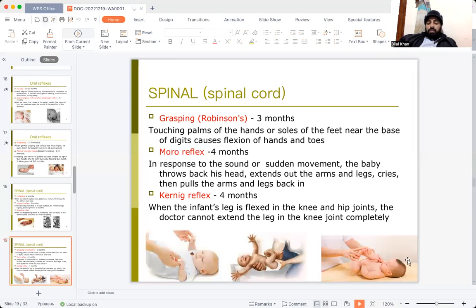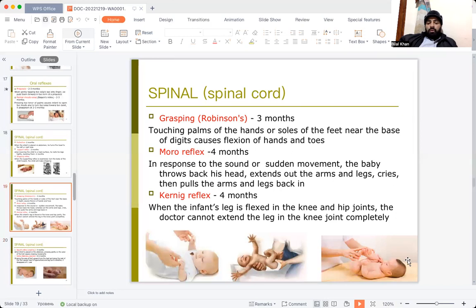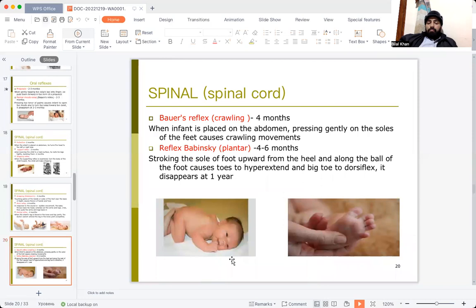Again, we come to the Kernig reflex at 4 months. The Kernig reflex is known as: when the infant's leg is flexed at the knee and hip joint, the doctor cannot extend the leg at the knee joint completely. The Bauer reflex, or crawling reflex, also occurs at 4 months. When the infant is placed on the abdomen, pressing gently on the sole of the feet causes crawling movement.